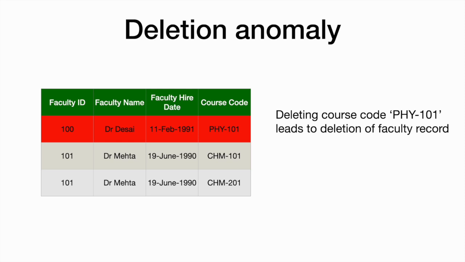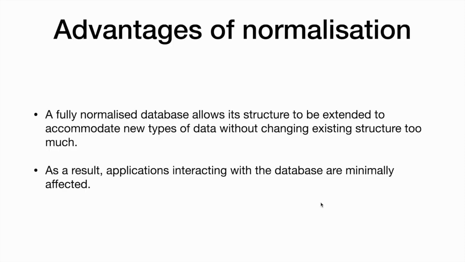So what we want to do with normalization is avoid these anomalies. We want to design our tables in such a way that we don't face such situations. A fully normalized database allows its structure to be extended to accommodate new types of data without changing the existing structure too much.